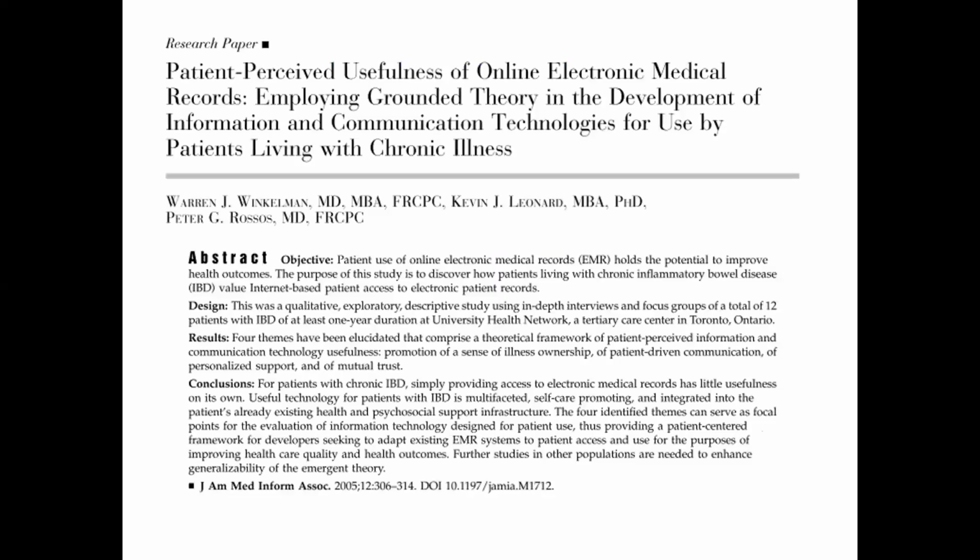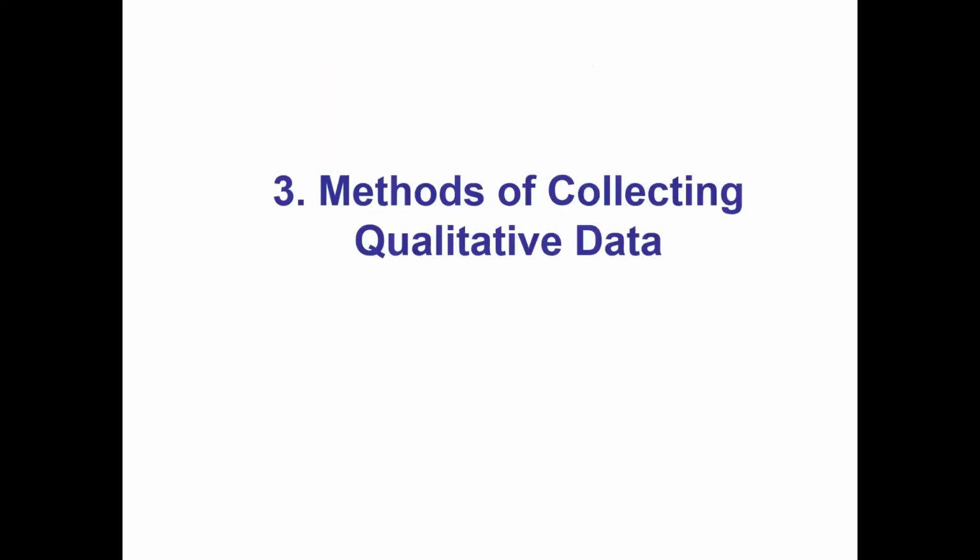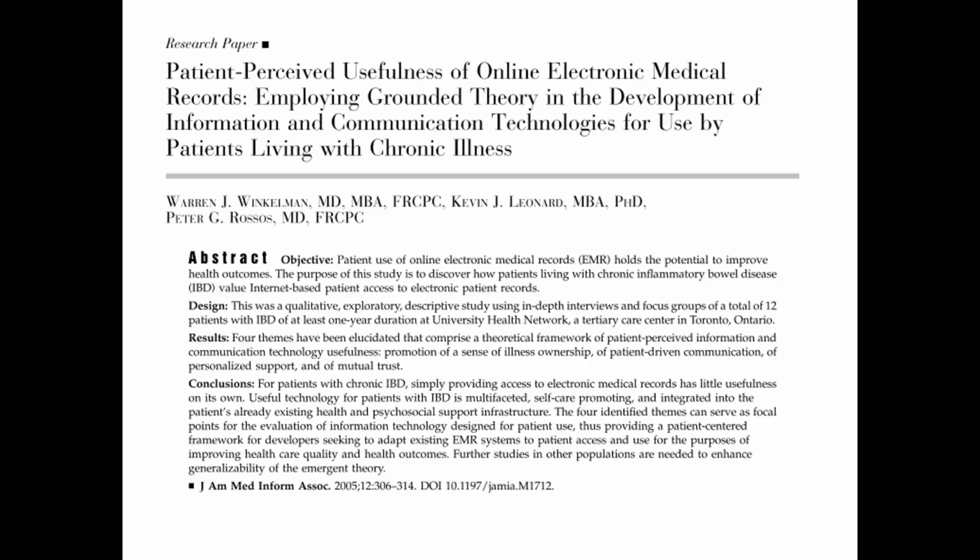So this is the research paper. You can read the title: Patients' Perceived Usefulness of Online Electronic Medical Records, employing the grounded theory in the development of information and communication technology for patients living with chronic illness.